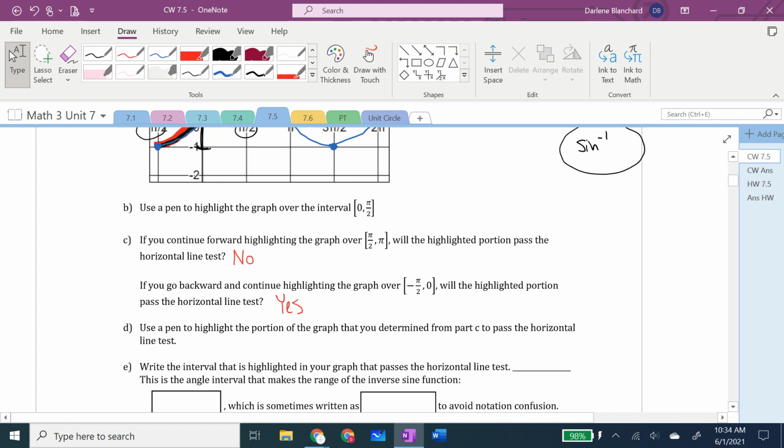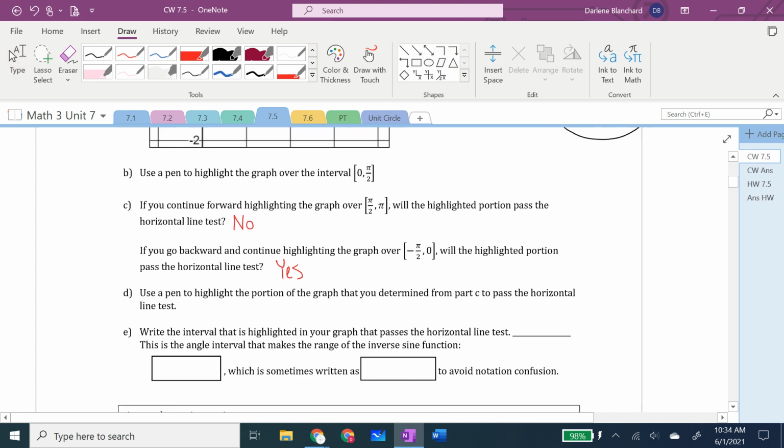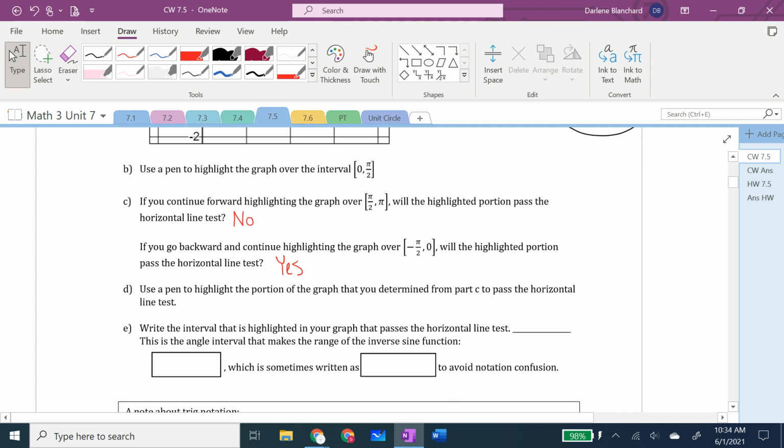All right. Anyway, what I just did was part D, using a pen to highlight the graph that was determined. Now, you are to write the interval that is highlighted in your graph that passes the horizontal line test. That interval is from -π/2 to +π/2, and it includes the endpoints.